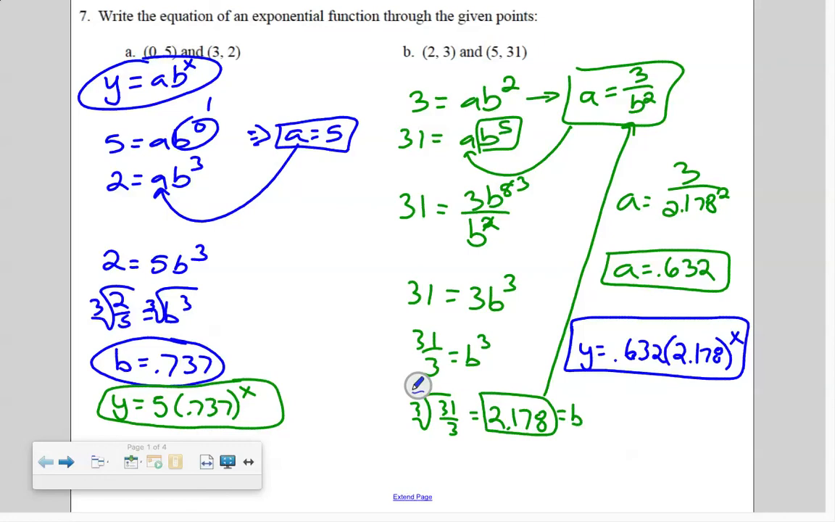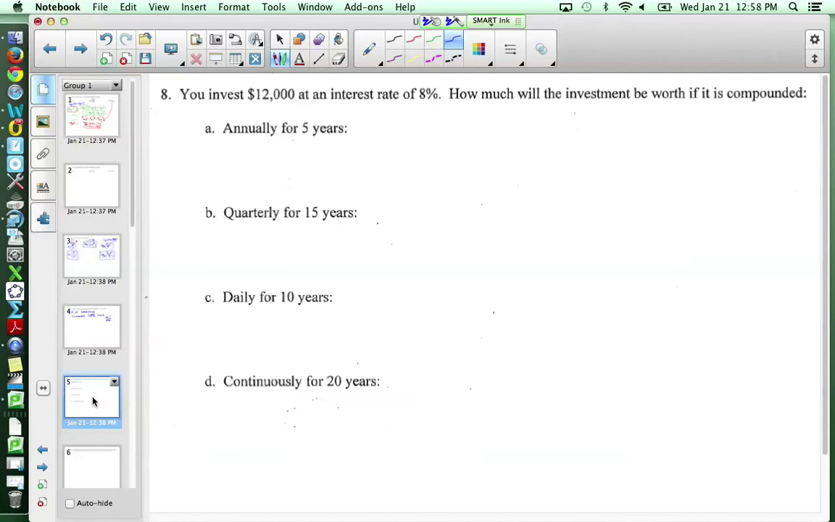So solving a system, setting these up, and getting that final equation. Number 8, 4 different parts here, and be able to do the formulas for each one of these. So we start with $12,000. We invested at an 8% interest rate, but we have different conditions for each of these. Whether it's once a year for 5 years, quarterly for 15 years, daily for 10 years, all these different situations, and we need to figure out what each one's worth.